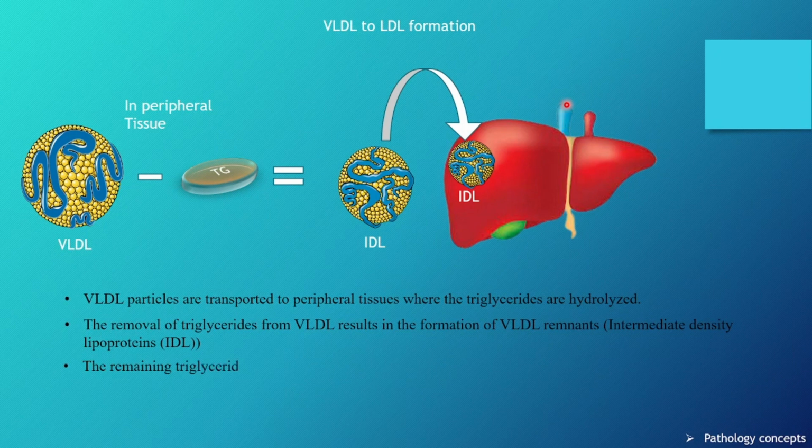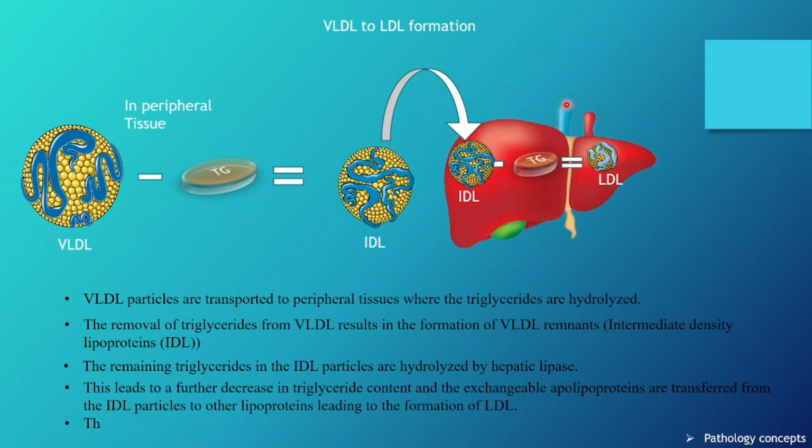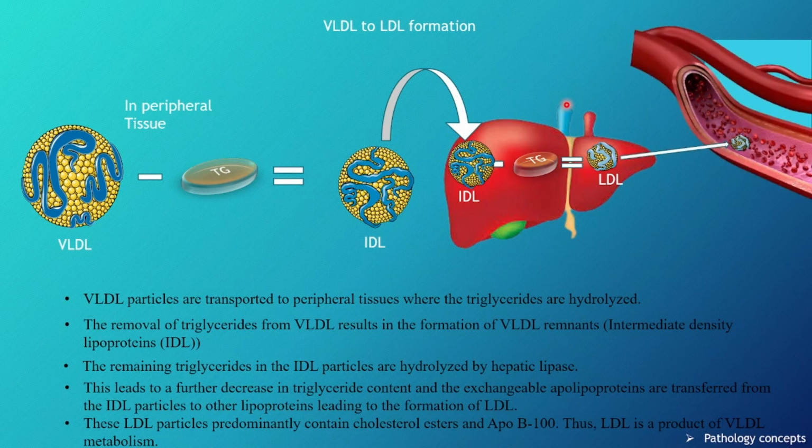Now IDL reaches the liver. The remaining triglyceride in the IDL particle is hydrolyzed by the hepatic lipase. So further triglyceride is removed from the IDL and LDL is formed in the liver. This leads to further decrease in the triglyceride content and exchangeable apolipoproteins are transferred from the IDL particle to other lipoprotein, leading to formation of LDL. These LDL particles predominantly contain cholesterol ester and ApoB100. Thus LDL is a product of VLDL metabolism and it reaches the bloodstream.